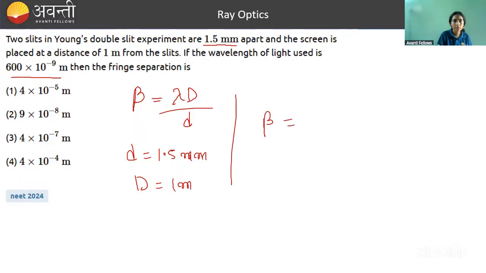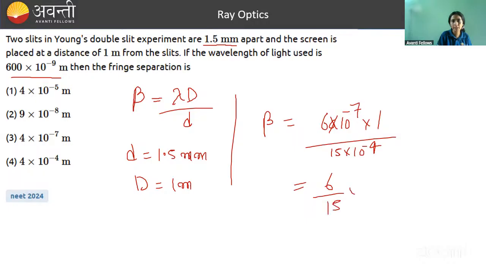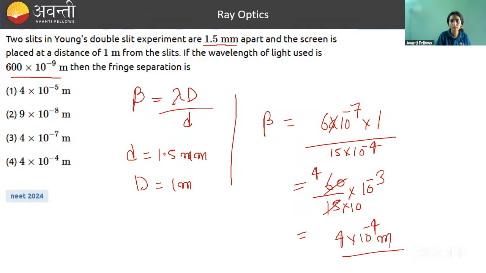Come on, do it. Lambda 600 nanometer, that is 6 into 10 to the power minus 7, D is 1. Small d is 15 into 10 to the power minus 4. So this is 6 by 15 into 10 to the power minus 3. 15 goes into 60 four times. So it is 4 into 10 to the power minus 4 meter. What problem did you face in this? You were not aware of the formula? You just needed to put in the formula for beta.